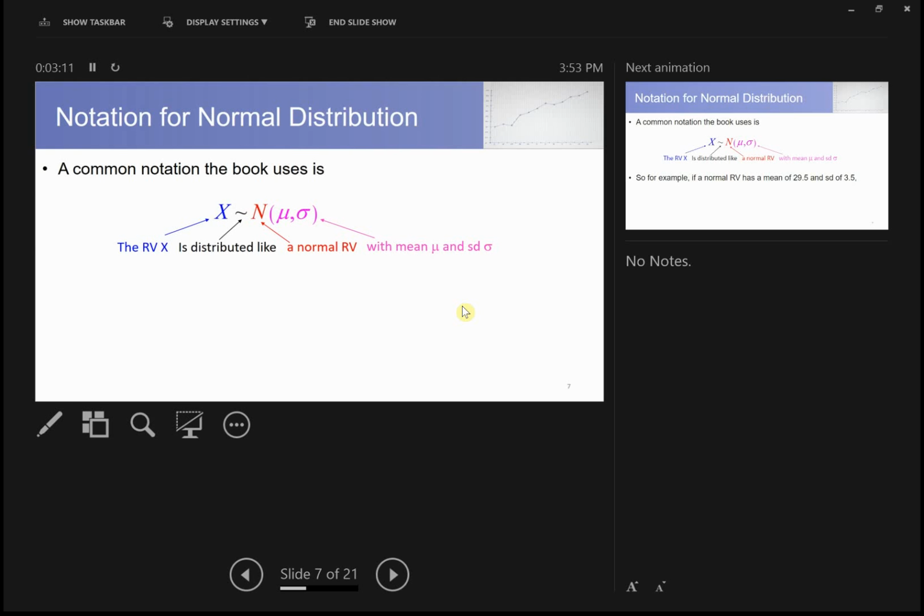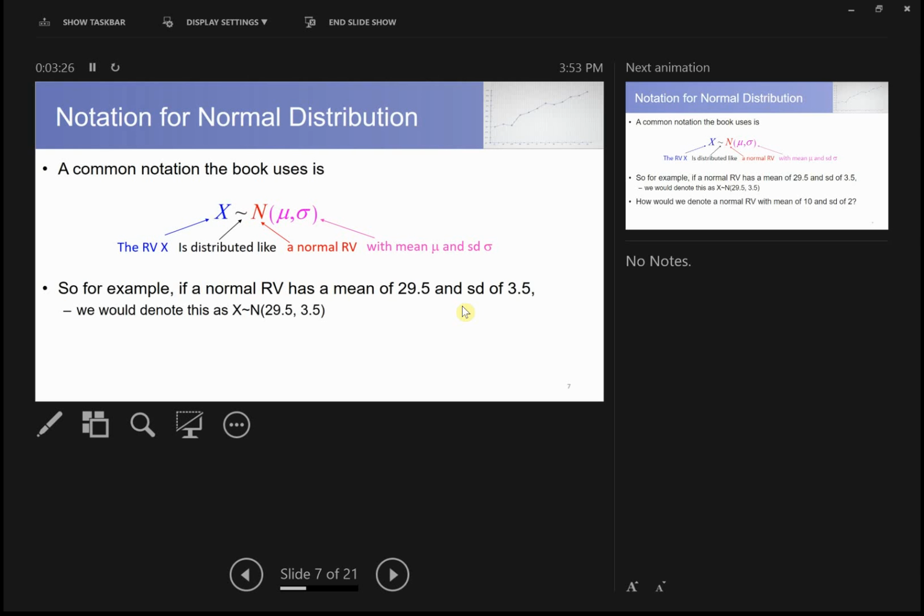So let's run through an example and see how to use this, okay? Suppose we go back to that SOB example, where we said that it looked like a normal random variable, with a mean of 29.5 thousand and a standard deviation of 3.5. If I wanted to write that in this shorthand notation, this is how I would write it. I say that this is a random variable that has a normal distribution, the mean of 29.5, the standard deviation is 3.5.